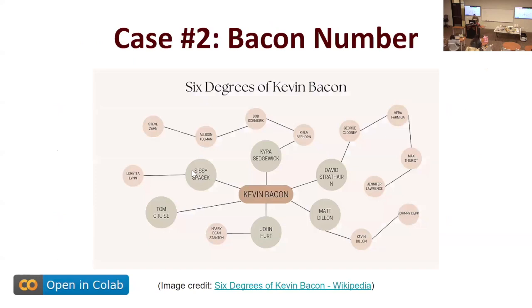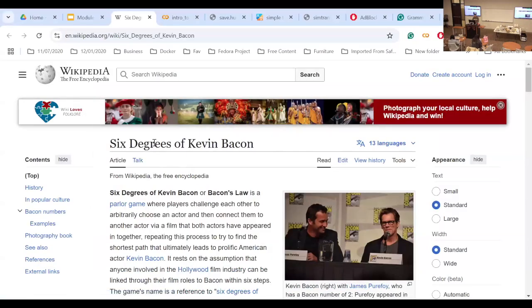This example is a very interesting example. I came up with this example and started teaching it ever since I started teaching graph analytics to our students. This is the so-called Six Degrees of Kevin Bacon. It's like a game where the players challenge each other to arbitrarily choose an actor and then connect them to another actor via a film both actors have appeared in. You can repeat this process to try to find the shortest path that ultimately leads to the American actor Kevin Bacon.